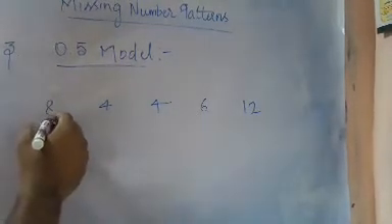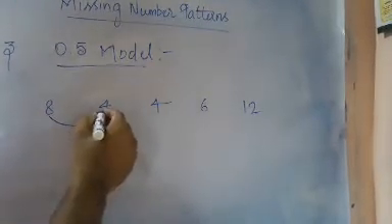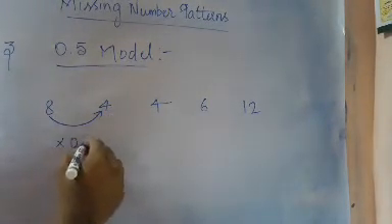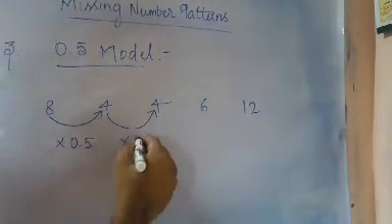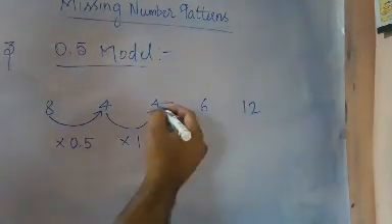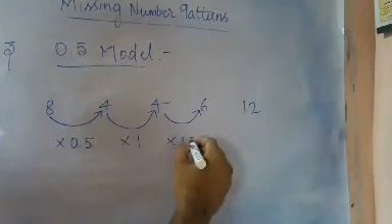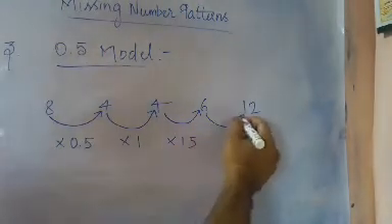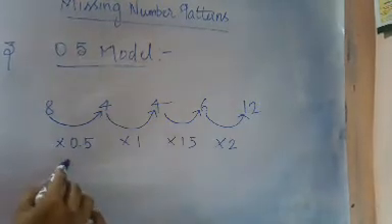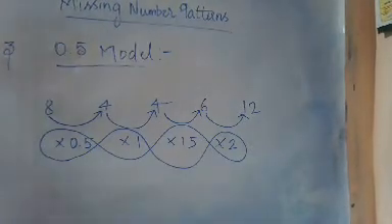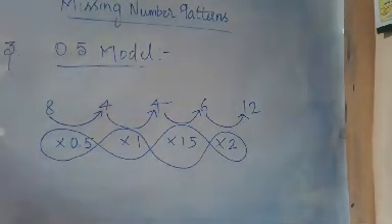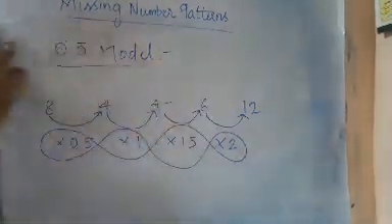So 8 has been reduced to 4 by multiplying by 0.5. 4 remains 4 by multiplying with 1, and 4 has been increased to 6 by multiplying with 1.5, and 6 has been doubled. So you can see the pattern here is 0.5 model. It has been multiplied by 0.5, 1, 1.5 and 2. So this comes under 0.5 model. Let's move on to another model pattern.